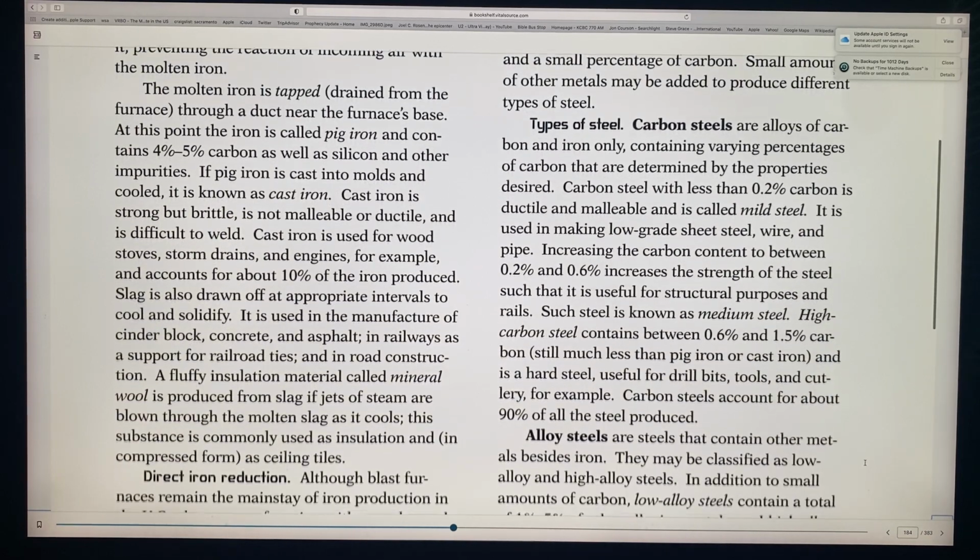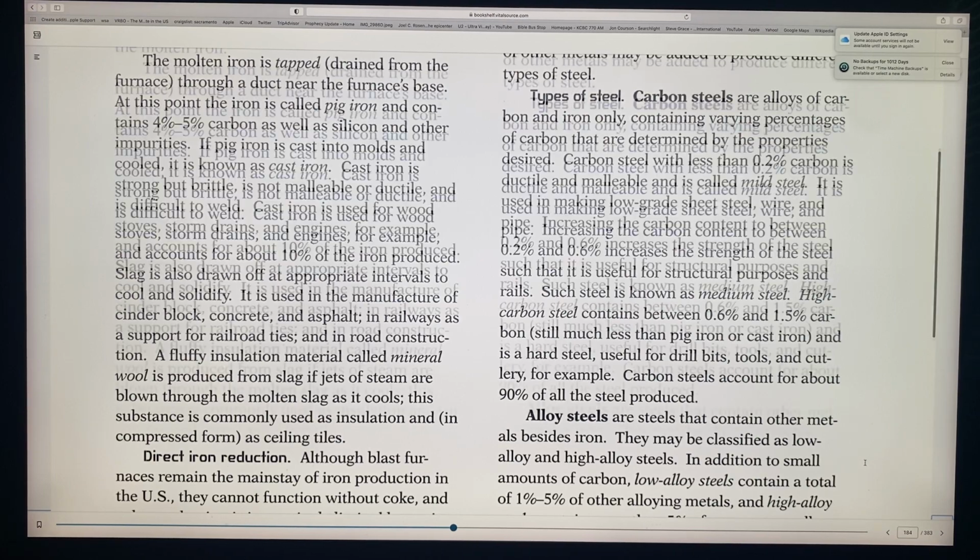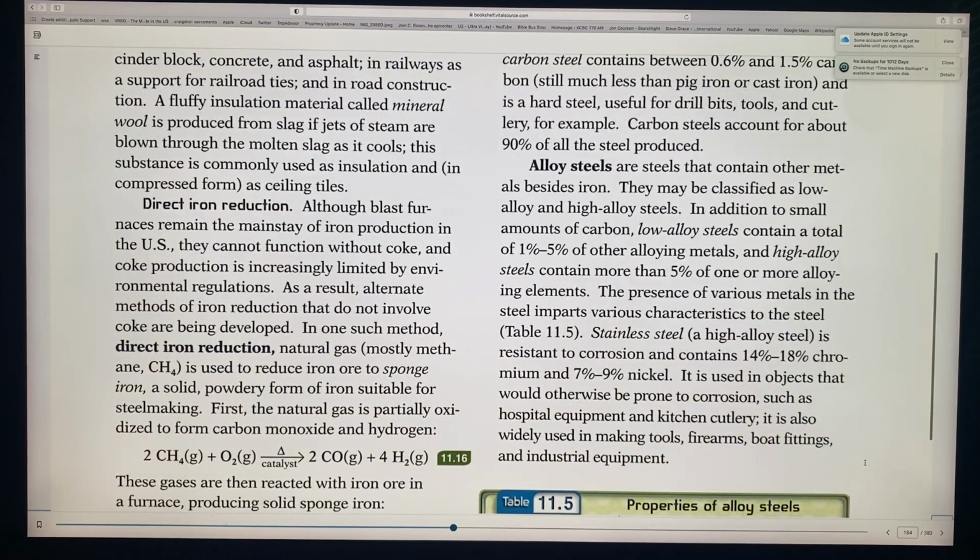And then there's a medium steel here, and high carbon, from medium steel to high carbon being 0.2% to 6%. So we have medium steel and high carbon steel. So we're talking about carbon being mixed here. And then on to alloy steels. What's alloy steel? It's another type of metal alloy that's added to iron. And in doing this, a low alloy would be 1% to 5%. A high alloy would be up to 5% or more.